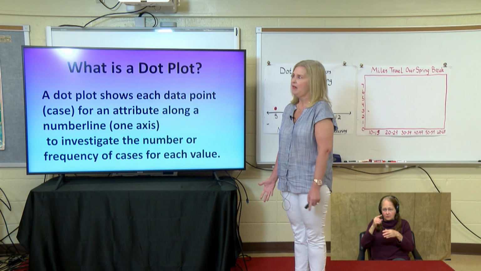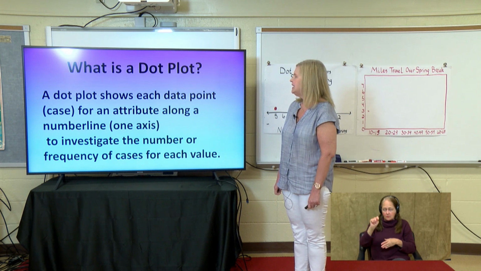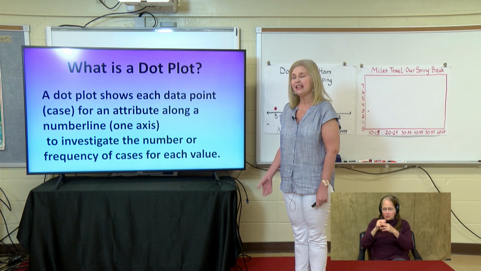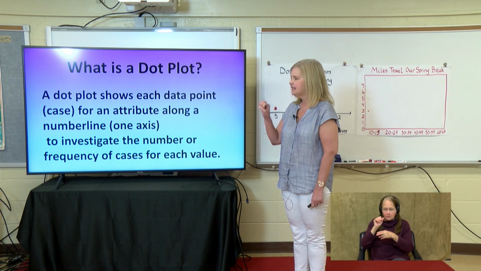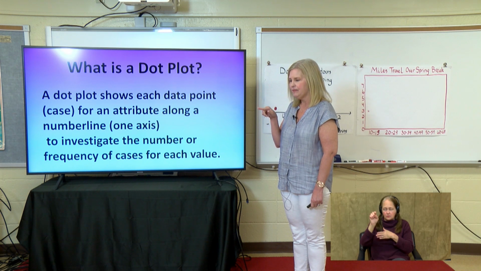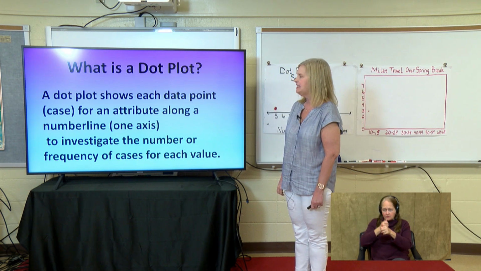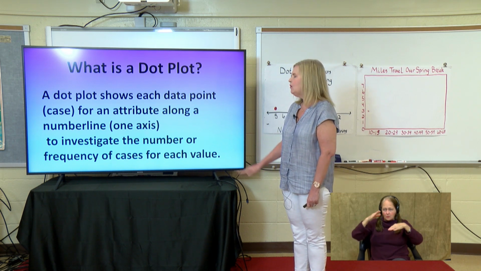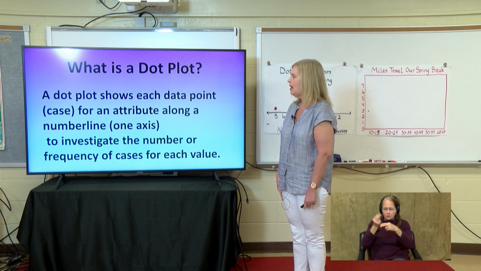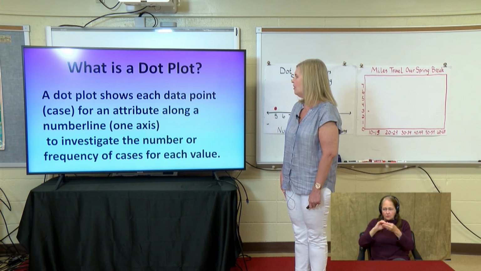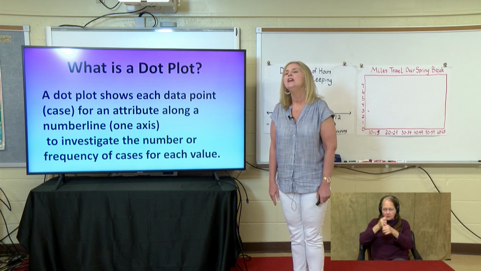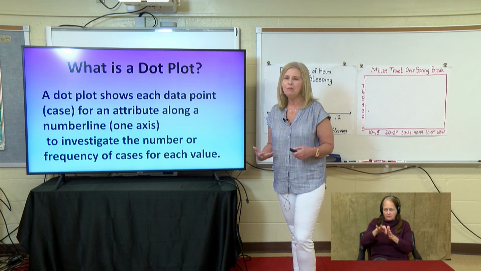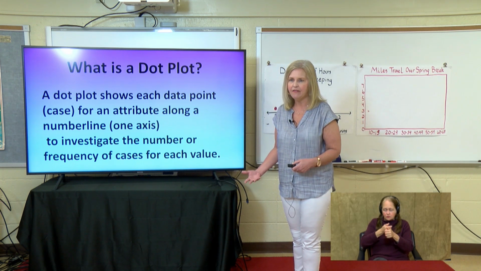What is a dot plot? A dot plot shows each data point. A data point on a dot plot is called a case. That's the technical term for it. It's the circle or the dot you make for each number, the case, for an attribute along the number line on one axis. And we usually use the x-axis for a dot plot, to investigate the number or frequency of cases for each value. So what this means is we are trying to find out how many of each thing you have.